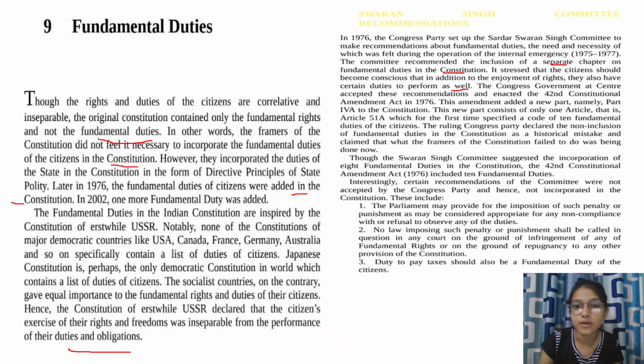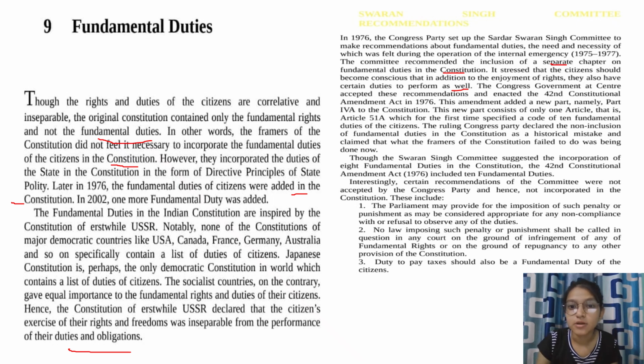The Congress government at center accepted this recommendation and enacted the 42nd Constitutional Amendment Act in 1976. So back then the Congress was in power and they accepted the recommendation given by the Swaran Singh committee, and the 42nd Amendment Act brought lots of changes including the fundamental duties. Here one thing you need to remember, the 42nd Amendment Act is also known as the mini constitution of India, because during this amendment there are lots of changes that have been made to the Indian constitution.